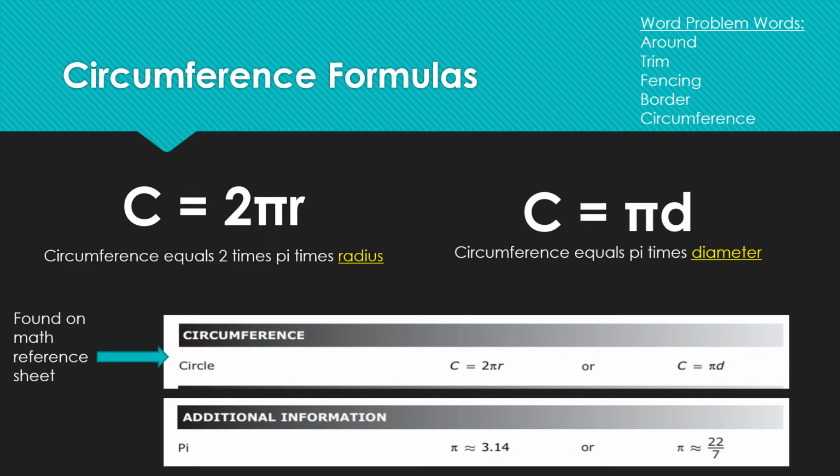Some key words for circumference. Remember, when we're talking about circumference, we're talking about the distance around the circle. So think about when you're doing word problems: around, trim, fencing, border, circumference. Those are all your keyword operations when we're solving circumference.